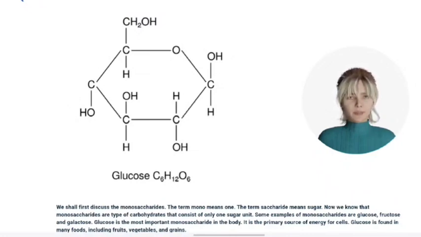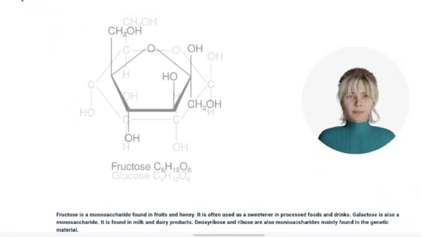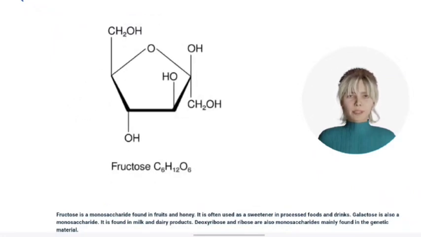Glucose is the most important monosaccharide in the body. It is the primary source of energy for cells. Glucose is found in many foods, including fruits, vegetables, and grains. Fructose is a monosaccharide found in fruits and honey. It is often used as a sweetener in processed foods and drinks. Galactose is also a monosaccharide. It is found in milk and dairy products. Deoxyribose and ribose are also monosaccharides mainly found in the genetic material.